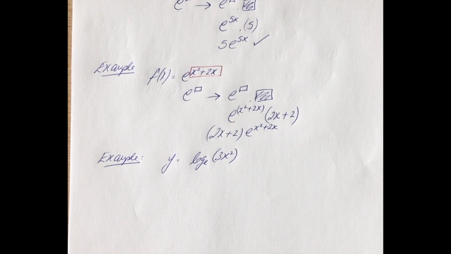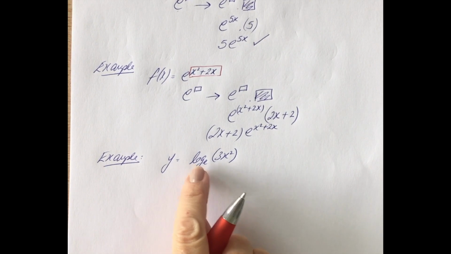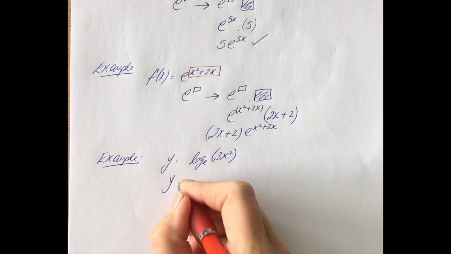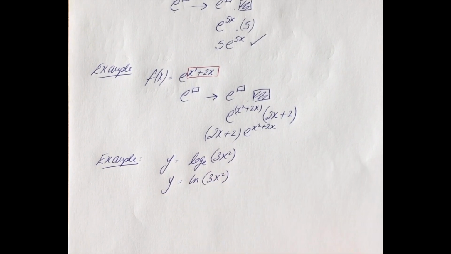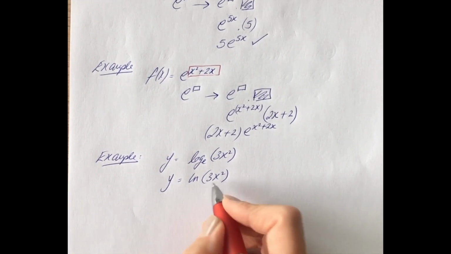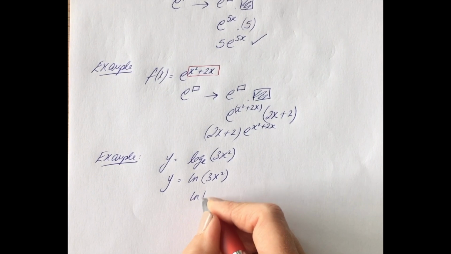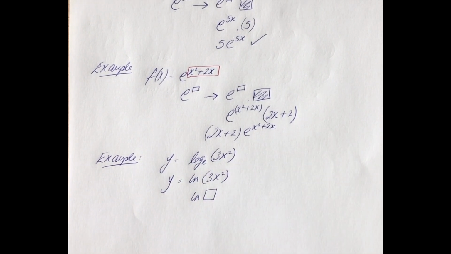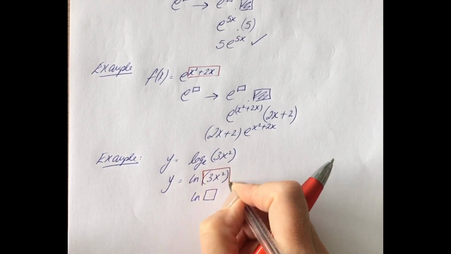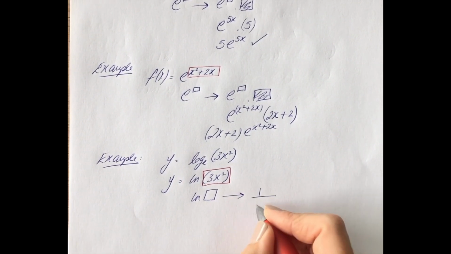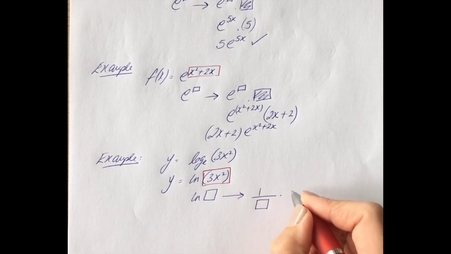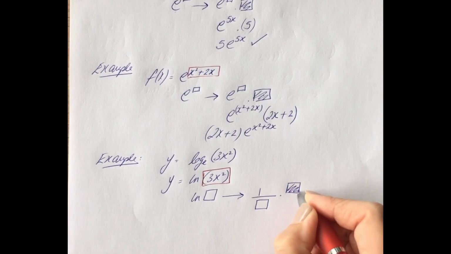Let's try y equals log of 3x squared in the base e. And of course, log in the base e is the same as ln. Okay, so that's the same as ln of 3x squared. So chain ruling ln of something more complicated than just an x, differentiates to 1 over whatever that is times the differential of whatever that is.